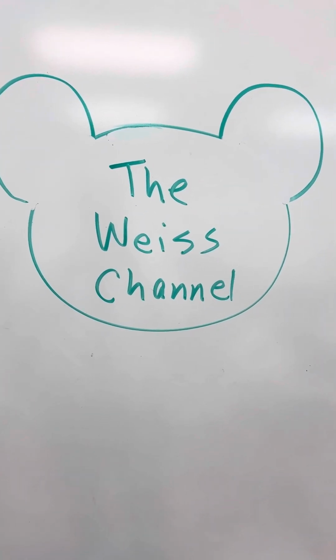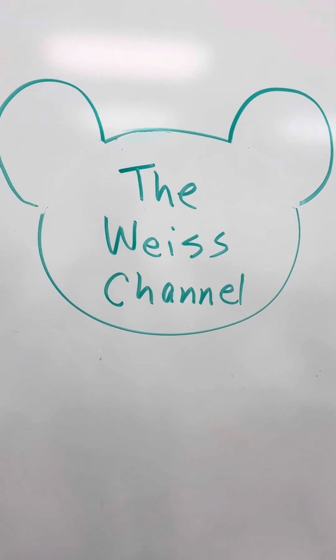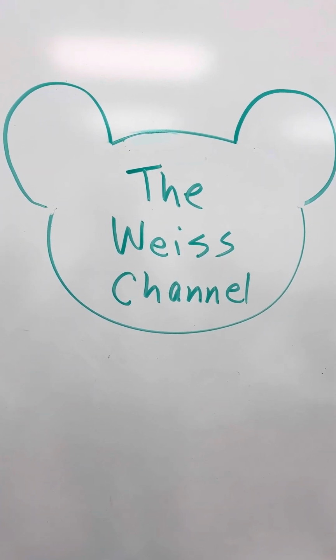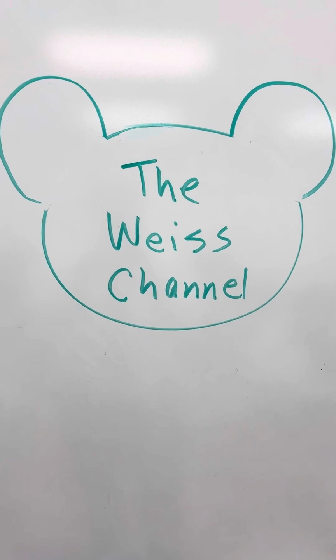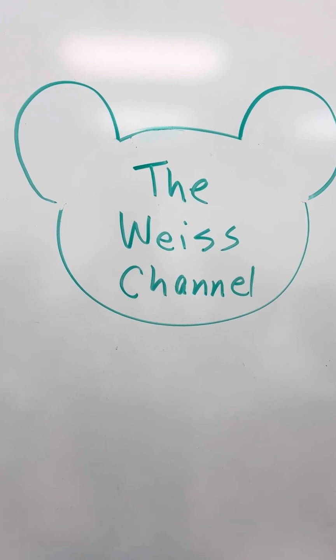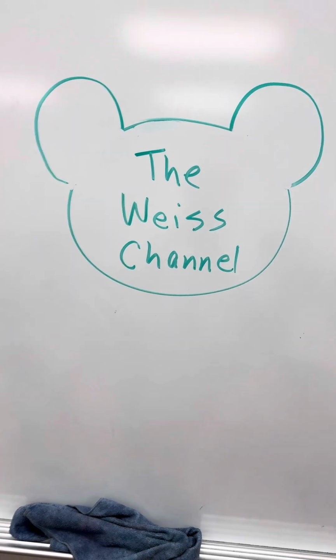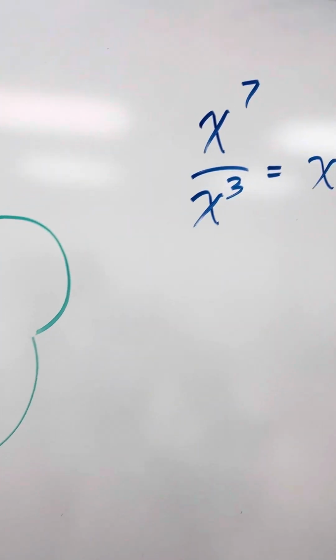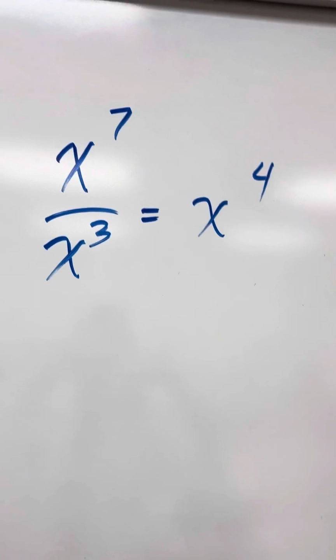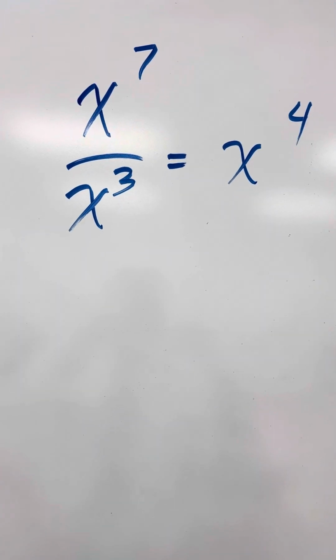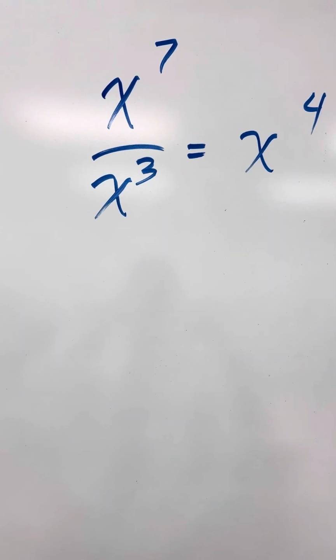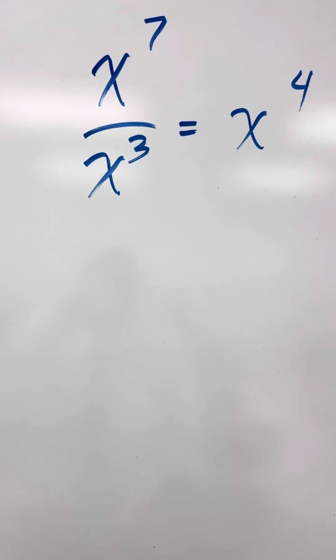Today we're talking about negative exponents as well as zero exponents. Whenever you take the zero exponent. Now, you remember when we said x to the 7th over x to the 3rd is x to the 4th, because 7 minus 3 is 4?